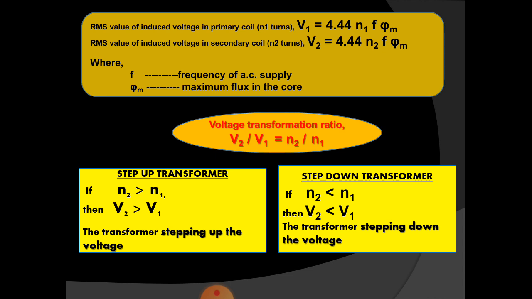If N2 is greater than N1, then V2 is greater than V1. Here, the transformer is stepping up the voltage, so it is a step-up transformer. If N2 is less than N1, then V2 is less than V1. So, the transformer is stepping down the voltage and works as a step-down transformer.